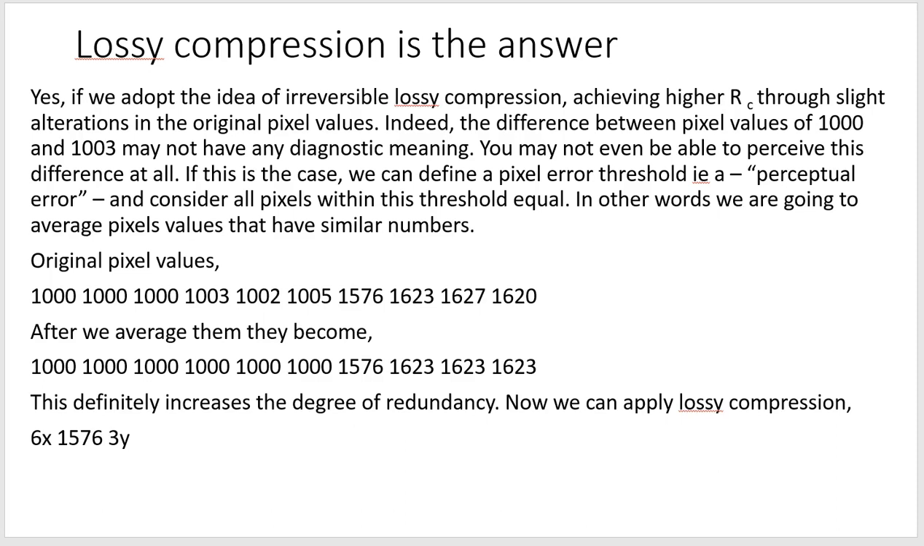So, the original pixel values in that string are here, but after we average them, they become 1,000, 1,000, 1,000, 1,000, 1,000, 1576, 1628, 1623, 1623. Right, so these are all around 1623, so they average out to that. This is a standalone number, and all of these lower numbers average down to 1,000. So this definitely increases the degree of redundancy, and now we can apply lossless compression to be 6X 156.3Y, where Y equals 1623 and X equals 1,000.